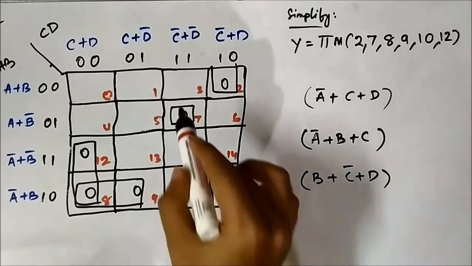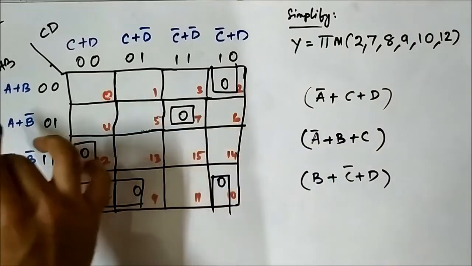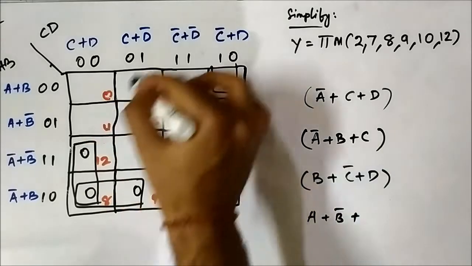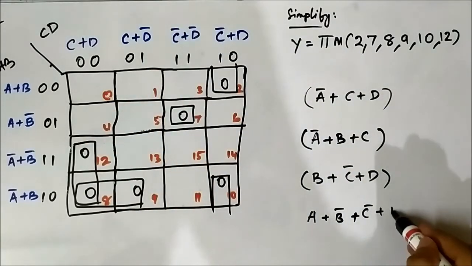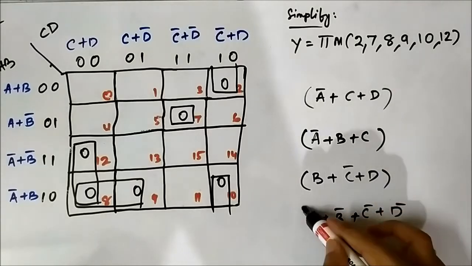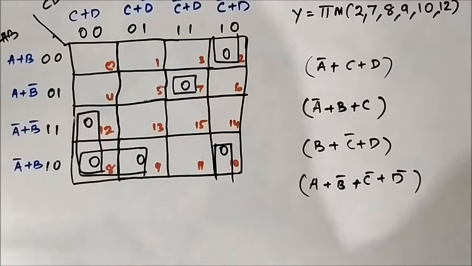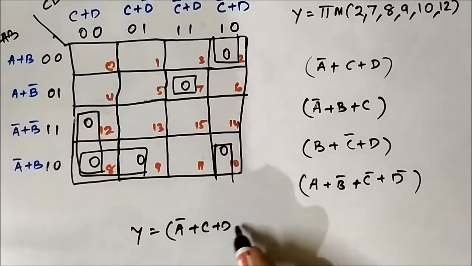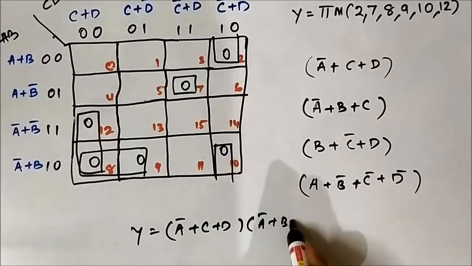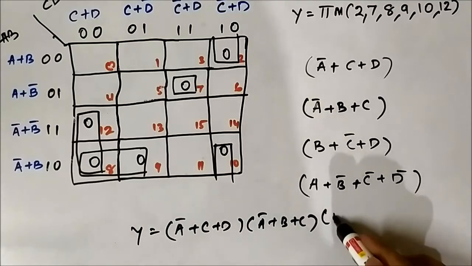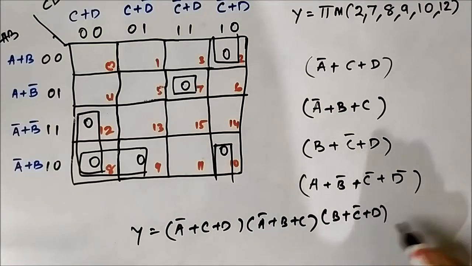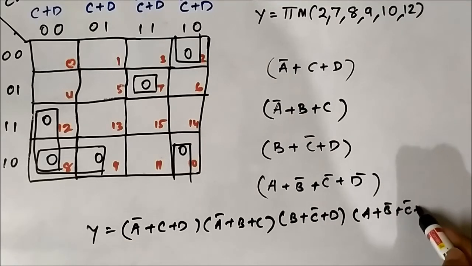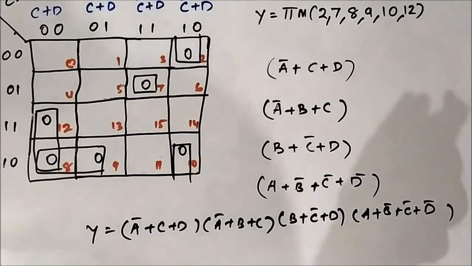Okay, now for this single element group, both the horizontal and vertical components will be there, that is A or B bar or C bar or D bar. So the simplified Boolean expression will be combining all of them, A bar or C or D, A bar or B or C, B or C bar or D, and finally this A or B bar or C bar or D bar. This is the simplified Boolean expression.